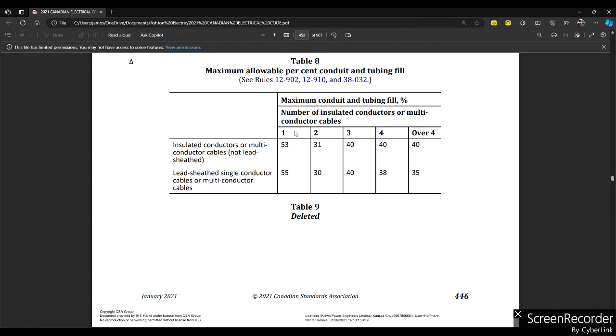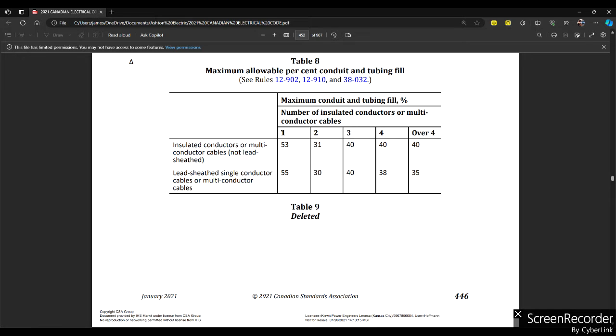All right, so it's a very simple table, very small. On the left you have insulated conductors or multi-conductor cables without a lead sheath, and the only other option is lead sheath single conductor cables or multi-conductor cables. So you've got two options here, right? And when you go along that row, in each column we have maximum conduit and tubing fill in percent, so a percentage of the maximum that we can fill that conduit. And it's based on the number of insulated conductors or multi-conductor cables.